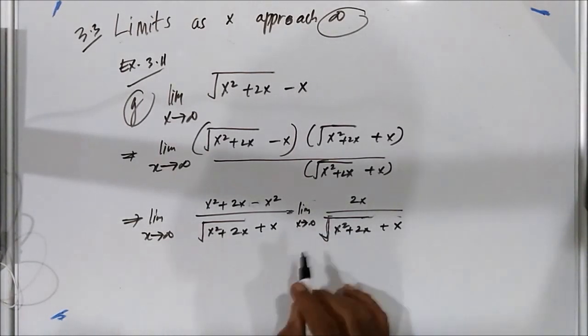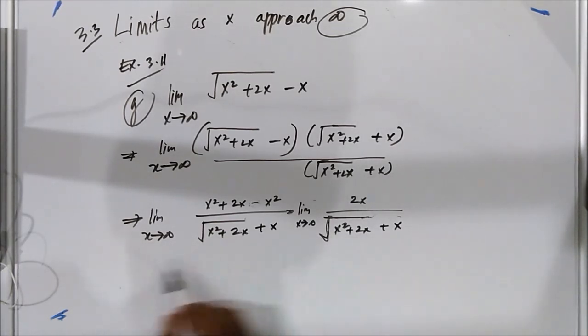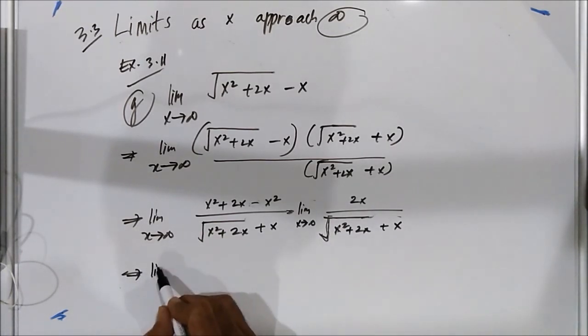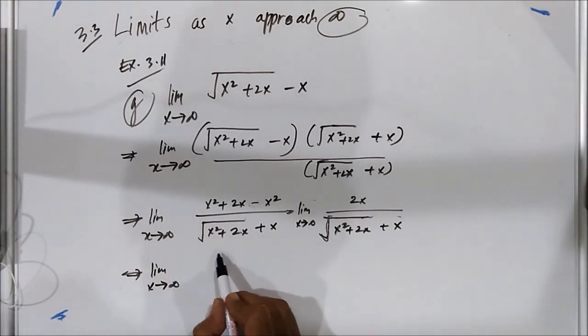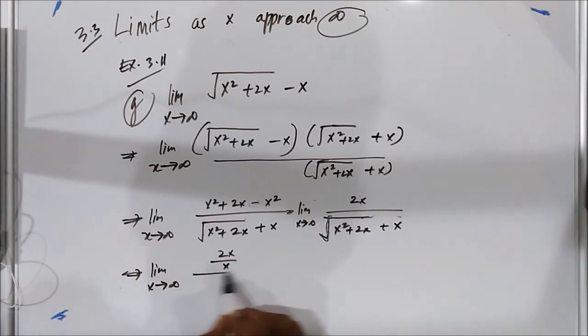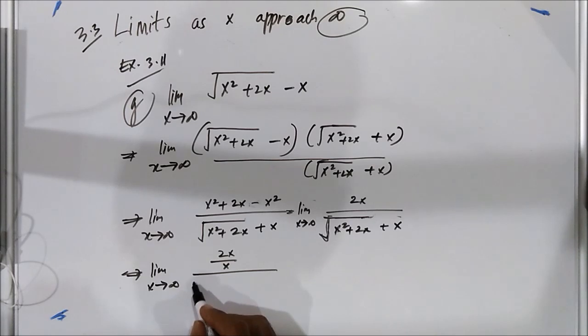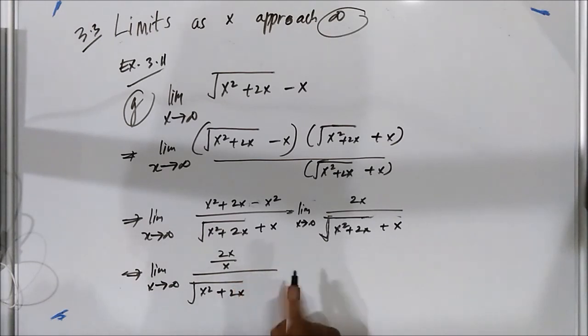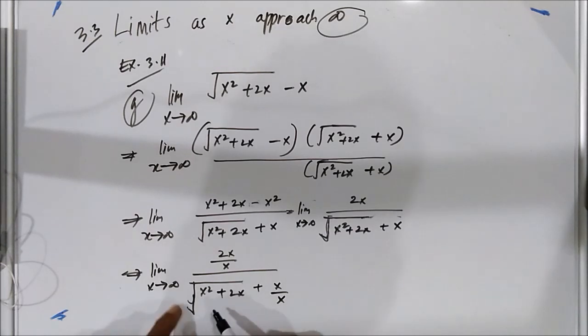So we divide everything here by x. So here we have the limit as x approaches infinity. You divide everything by x: 2 over x over the square root of x squared plus 2x plus x divided by x. Since you have a square root here, instead of dividing by x, we have to divide by x squared, because when you take the square root of x squared it becomes x. So here we divide by x squared.